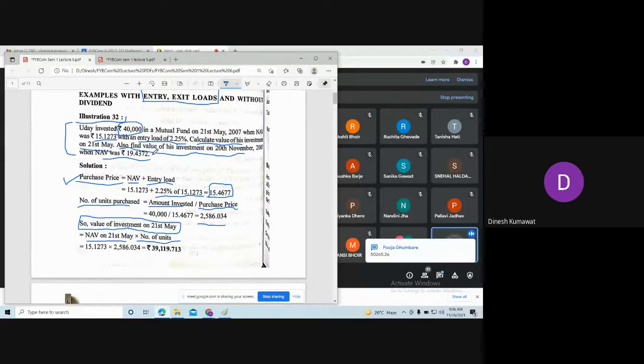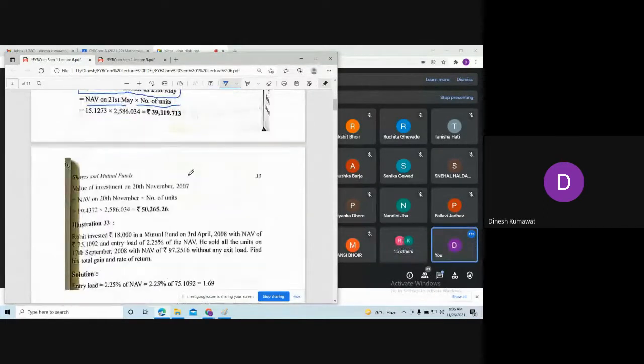Okay, so Pooja is getting 5265.26. Dhananjay is also getting the same answer. So let us check what is there in the book. Mansi is also getting the same. Okay, so you can see in the book the answer is exactly the same. Is the problem clear? Yes, sir. Okay, so let's move on to the next problem then.